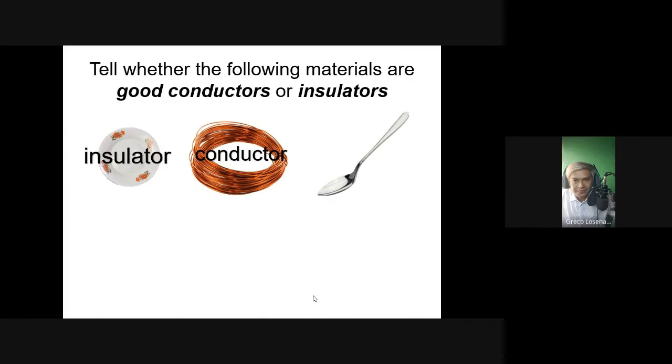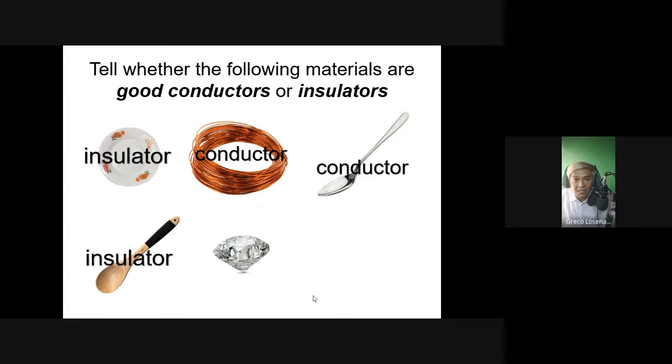How about this spoon? Yes, you are correct. It's a conductor because this is made out of steel. And this one, you are correct if your answer is insulator, because this spoon is made out of wood. Then this one, a diamond. A diamond is also an insulator. Very good. And the last picture, a frying pan made out of steel is also a good conductor.